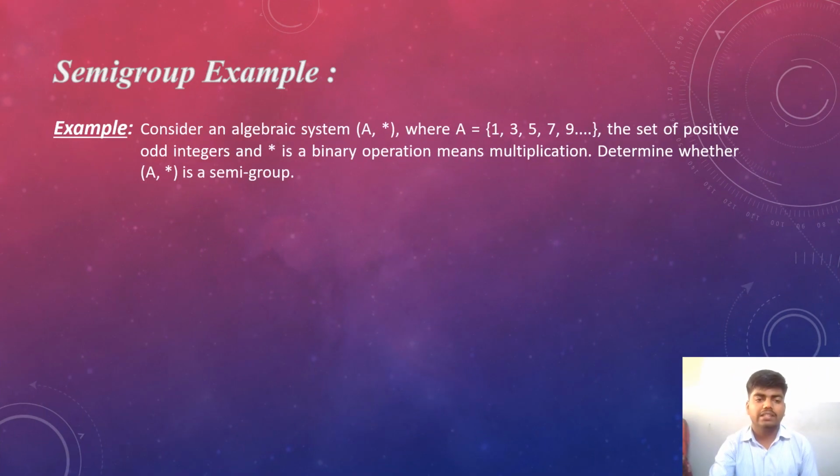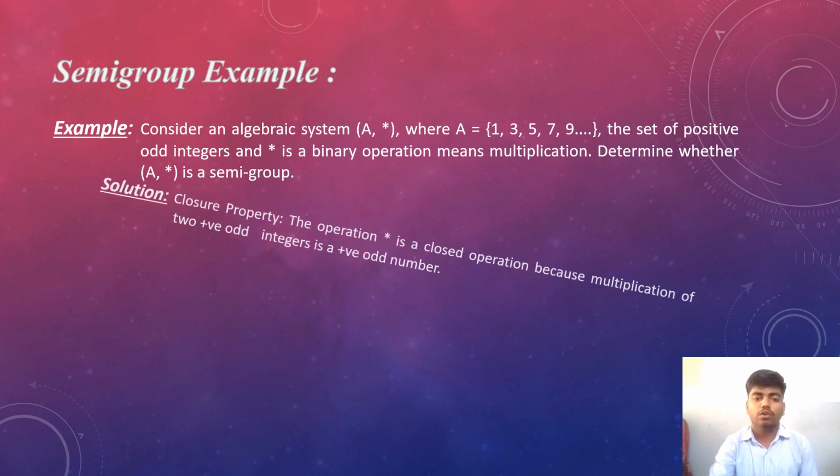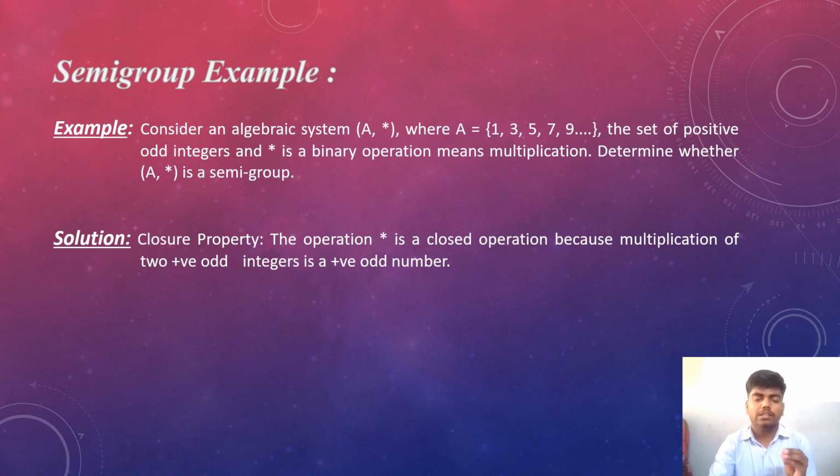Let's discuss an example related to semigroup. Consider an algebraic system A comma star, where A is the set of positive odd integers and star, the binary operation, means multiplication. This algebraic system should satisfy the two properties, that is the closure property and the associative property. If it satisfies these two properties, then this algebraic system is called a semigroup. So let's see how it satisfies the conditions.